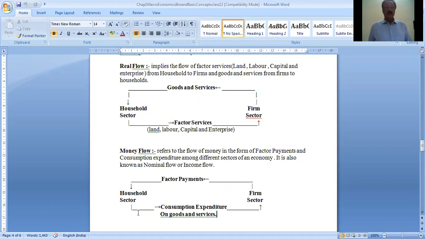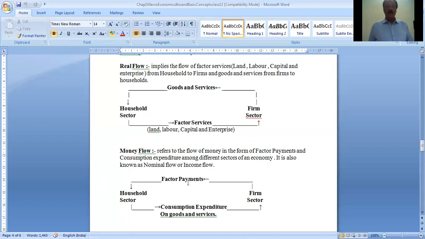The household sector spends on consumption expenditure on goods and services, and the firm sector pays back in the form of factor payments. Remember, households give factor services in the form of land, labor, capital, and enterprise. They get factor payments. Land will get rent, labor will get wages, capital will get interest, and entrepreneurs will get the profits.